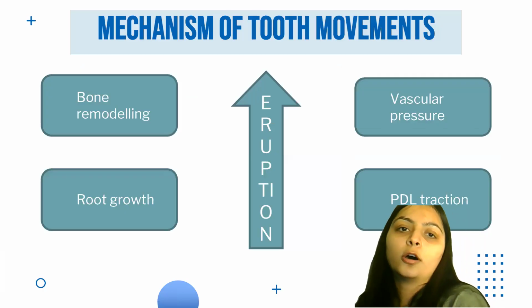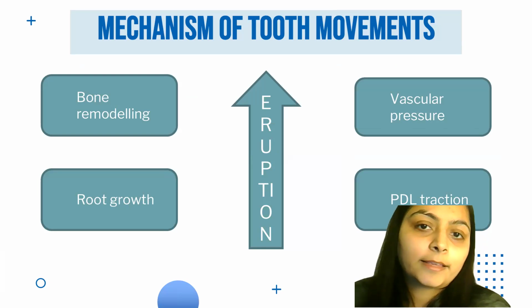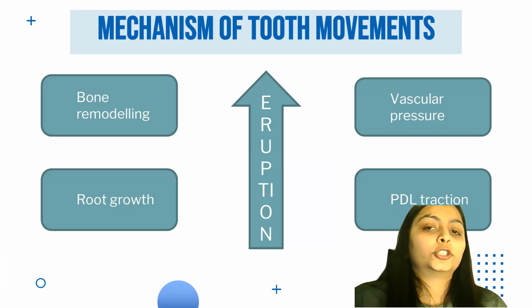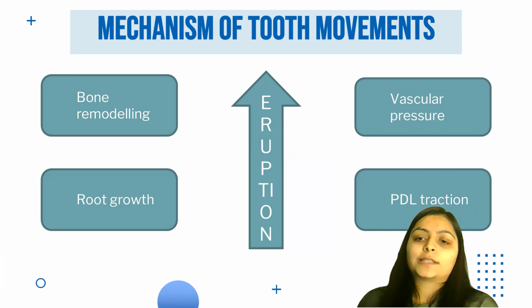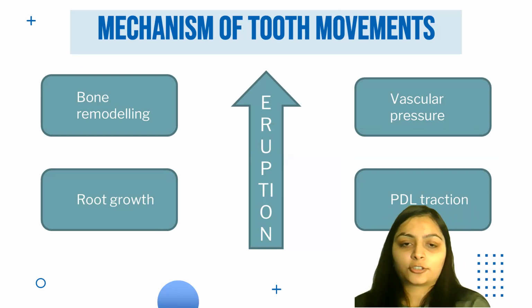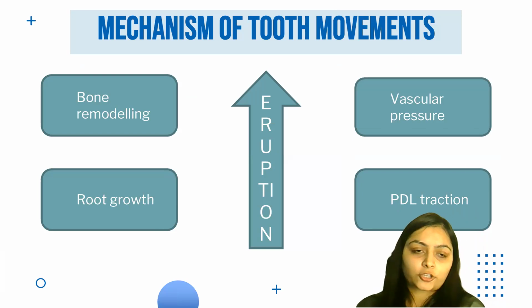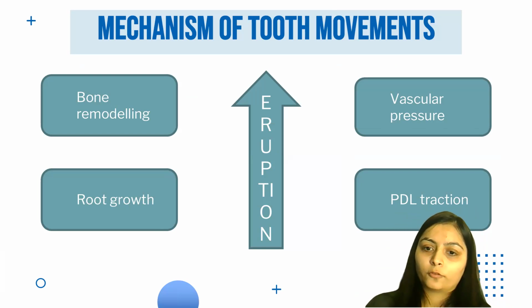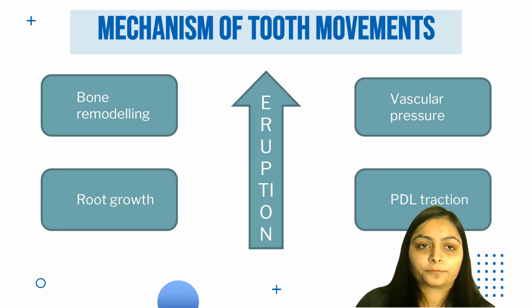Then we will see the mechanism of tooth movements. There are various controversies regarding that. There are basically four methods thought to be responsible for tooth movement. First is bone remodeling, second is root growth, third is vascular pressure, and fourth is periodontal ligament traction. Of these four, the ligament traction theory has been most accepted and answered most controversies, so we will look into this in depth.